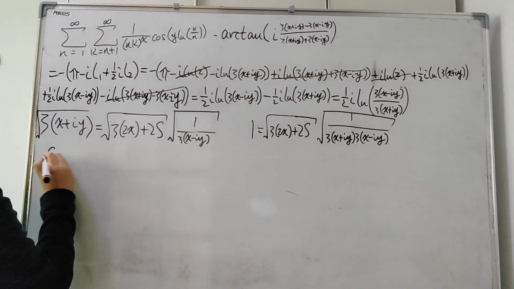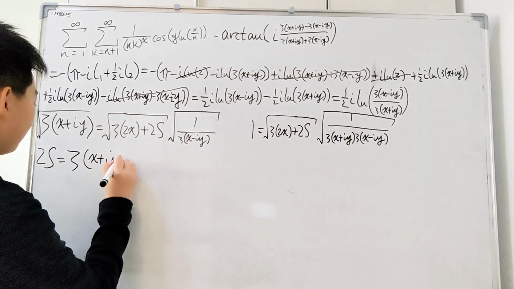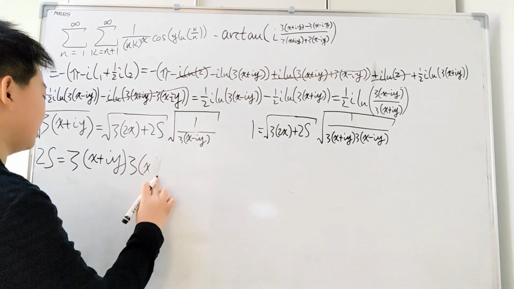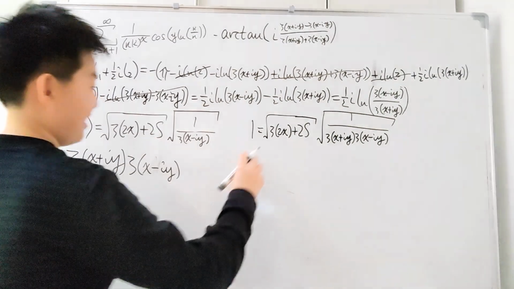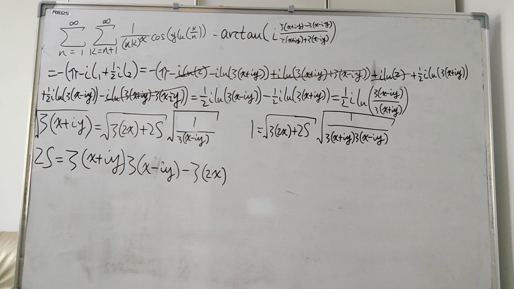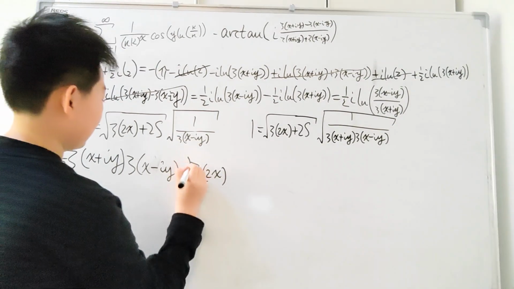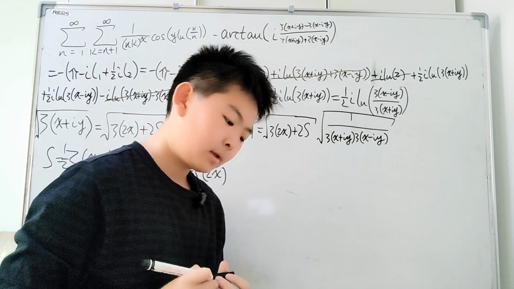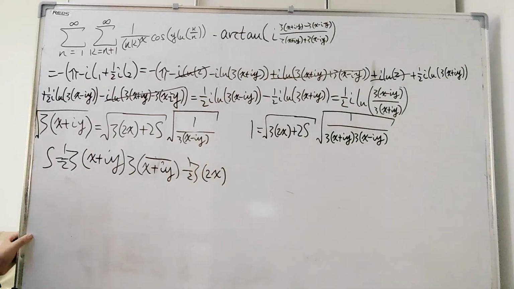So we have 2s is equal to zeta of x plus iy, zeta of x minus iy, I meant, and then minus zeta of 2x. I'm pretty much done. We can divide by 2 on both sides. We have 1/2 here and 1/2 here. Now we can make it better by realizing that x minus iy is just x plus iy, the conjugate of that.